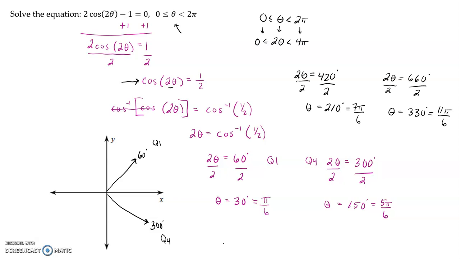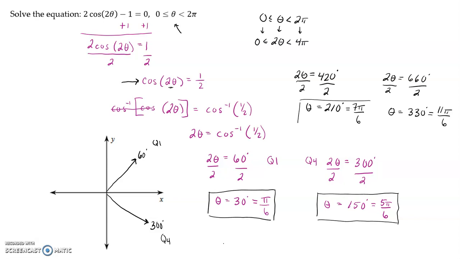So in this problem, we have a total of 4 solutions. So here's our first one, our angle measure of 30 degrees, an angle measure of 150 degrees, 210 degrees, and our last one here at 330 degrees.